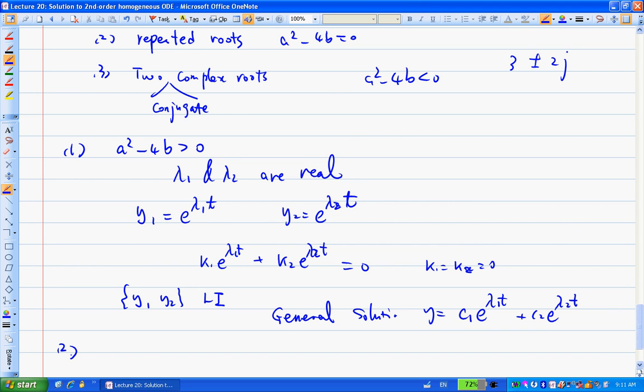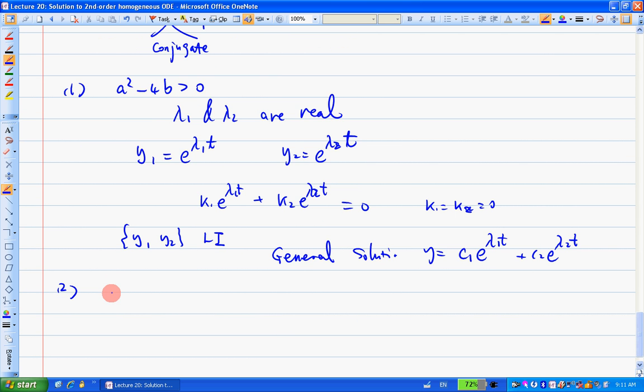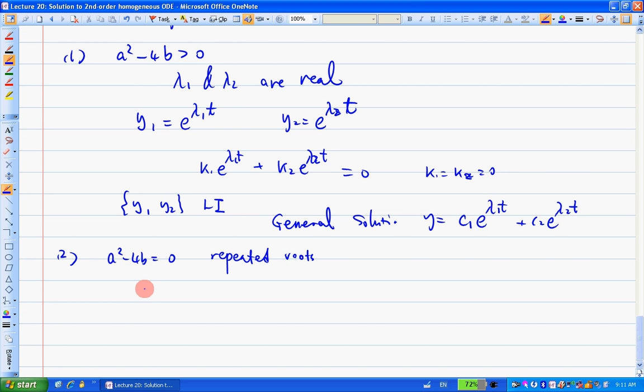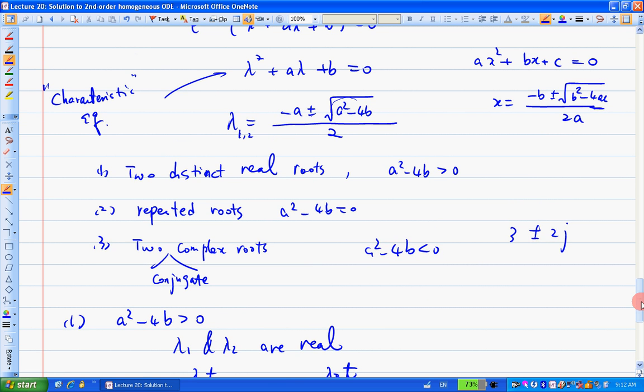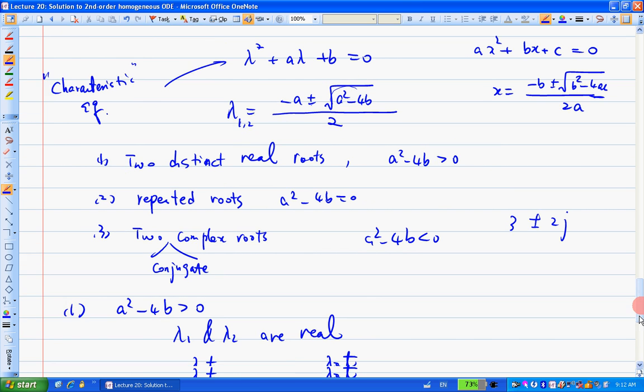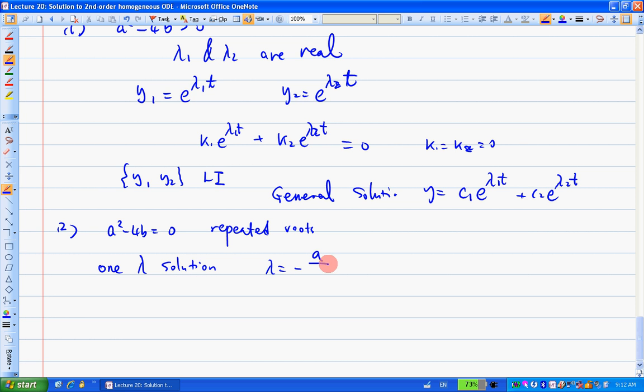So the second one, when a squared minus b equals 0, you get a repeated root. Repeated root means I only have one lambda solution. When this term equals 0, the solution is negative a over 2. So lambda equals negative a over 2.